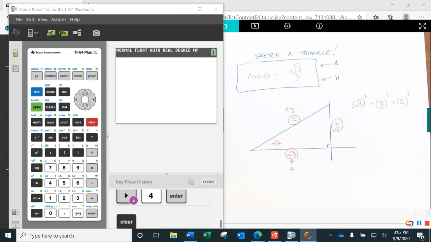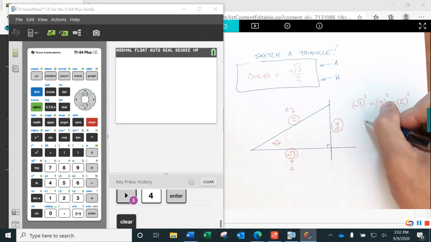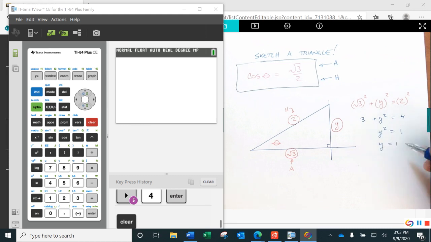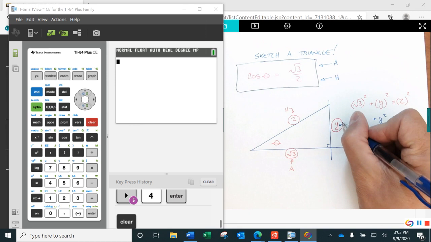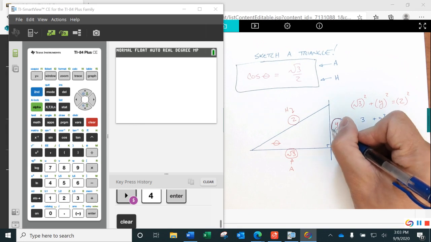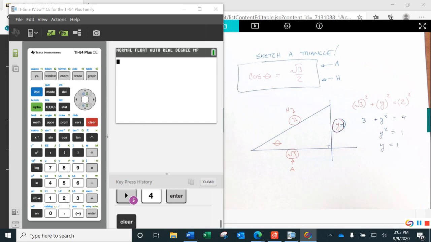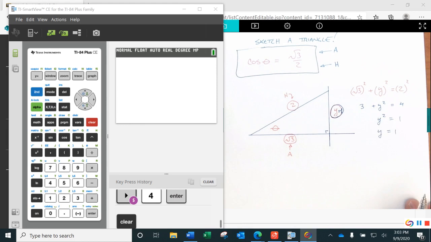Now we'll just solve that for y. Square root of 3 squared is 3, plus y squared equals 4. Subtracting 3 from both sides, I get y squared equal to 1. Taking the square root, y was 1 all along. Now that we know this, that y is equal to 1, we have the length of our triangle, and we could actually write out our trig functions. Let's give it a go.